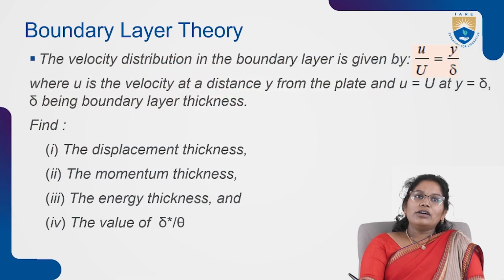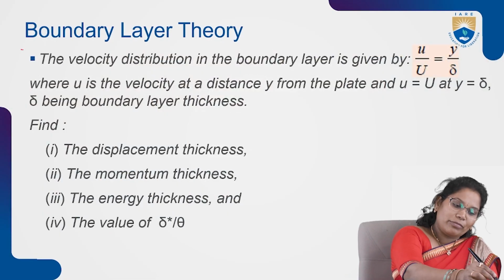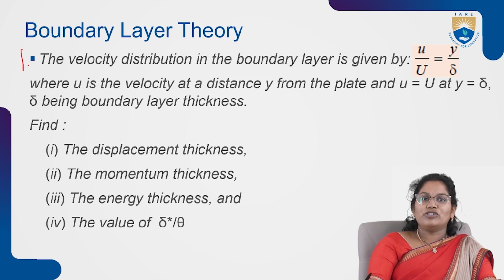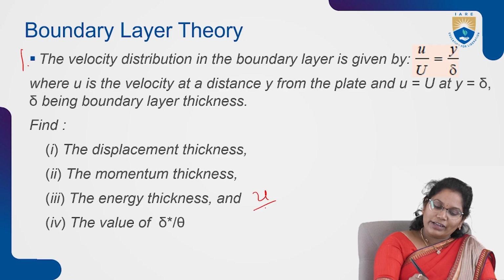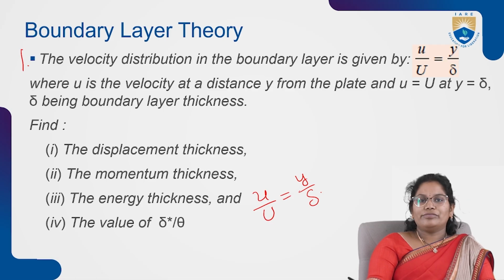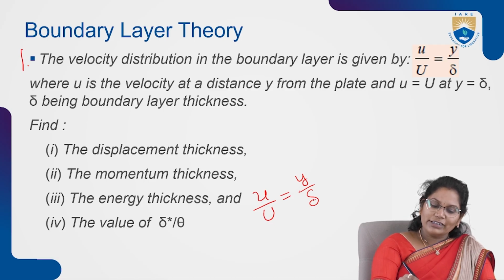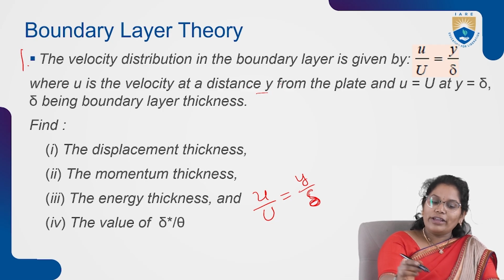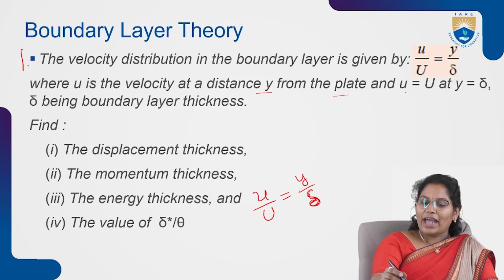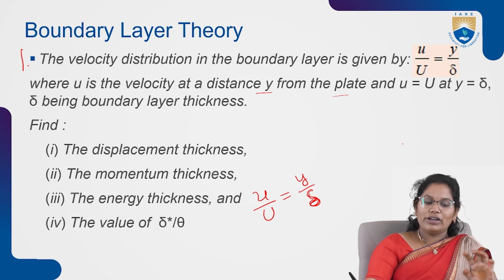So here, this is the first problem, problem number 1. Here the velocity distribution in the boundary layer is given by u by capital U is equal to y by delta, right? Delta is the boundary layer thickness, where small u is the velocity at a distance y from the plate, and small u is equal to capital U at y is equal to delta, delta being the boundary layer thickness.